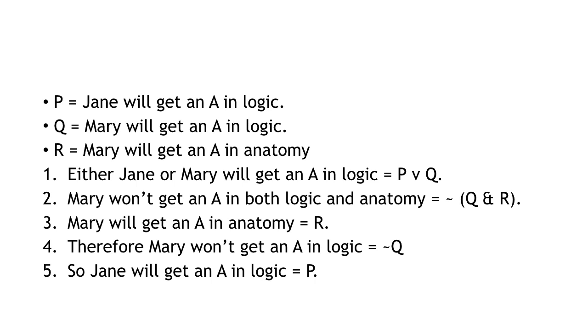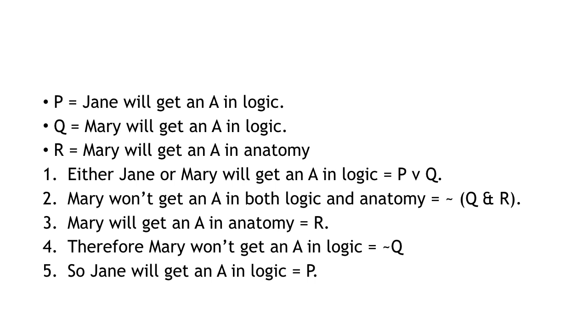Well, now look, once we have these statements and once we have our letters letting us know what letters represent each claim, well, we can go and we can plug in, for each of these statements, just formulas with our logical connectives, right? Either Jane or Mary will get an A in logic, P or Q. Mary won't get an A in both logic and anatomy, not (Q and R). She's not going to get an A in both, so not (Q and R), right? Very important to put this not symbol outside the parentheses.